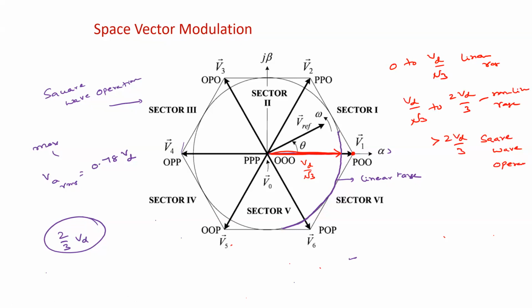So why exactly is it the non-linear range? For example, if it is operating somewhere here, there are some intersecting points. But here, there are no intersecting points. That means the reference is coming out of the hexagon. The reference is trying to come out of this hexagon. Therefore, you cannot build a linear relationship with that.